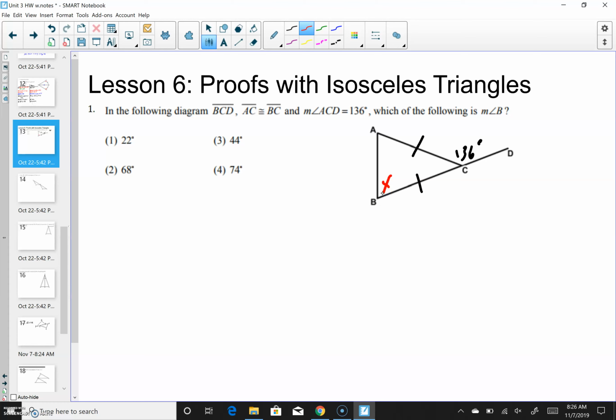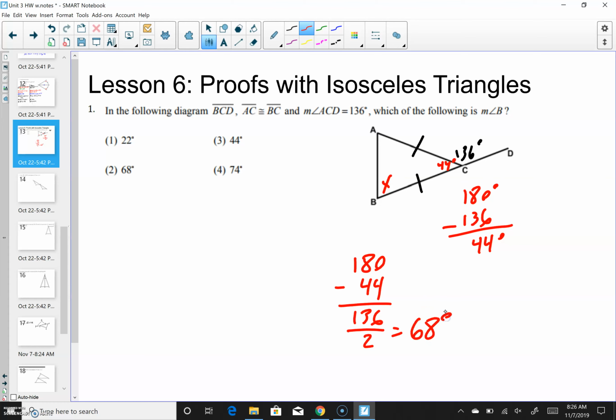So we can see from this picture that angle X, or angle B, is our base angle because it's opposite our congruent sides. The first thing we want to do is use supplements to get ourselves back inside the triangle. When we do that, we end up with an angle at C, our vertex angle, of 44 degrees. Now if we do 180 minus 44, that gives us 136 again. We'll divide it by 2 because there are 2 base angles in that triangle, and we end up with a 68 degree angle for X.